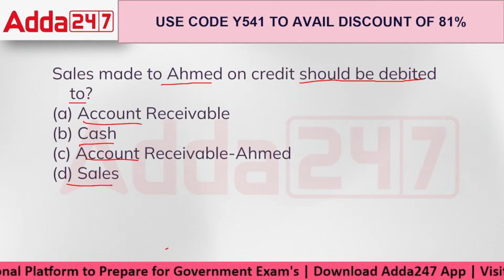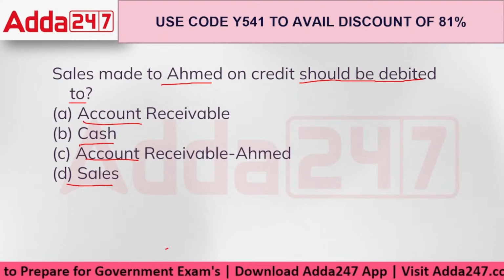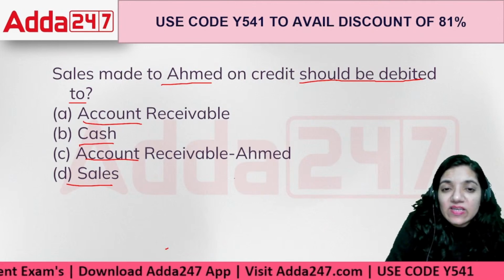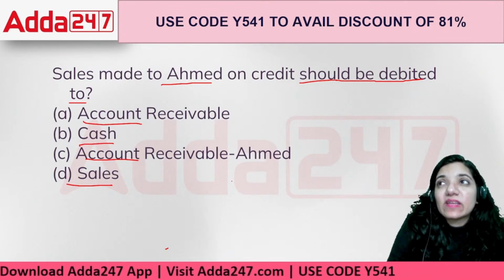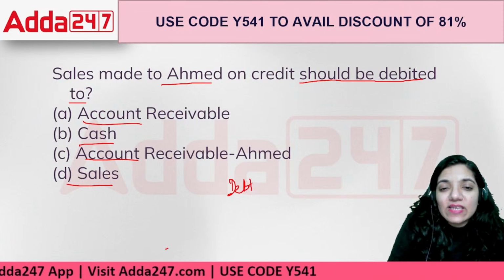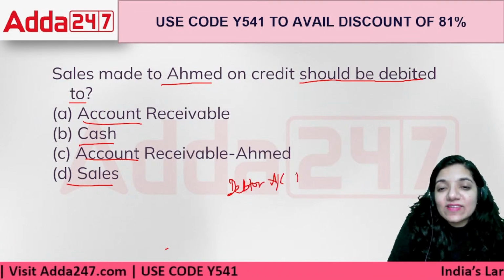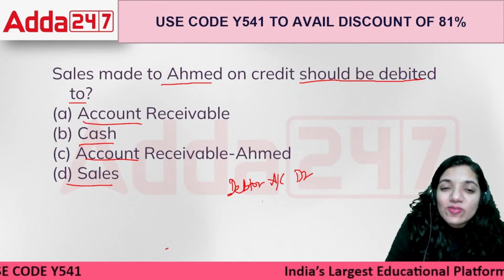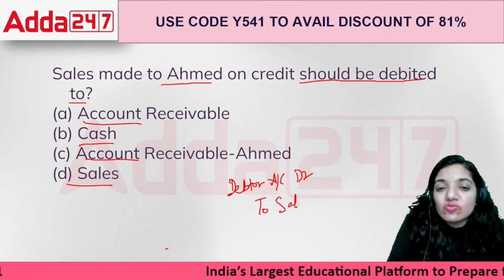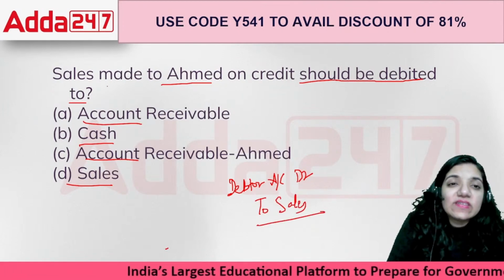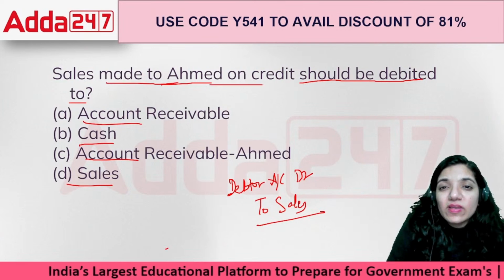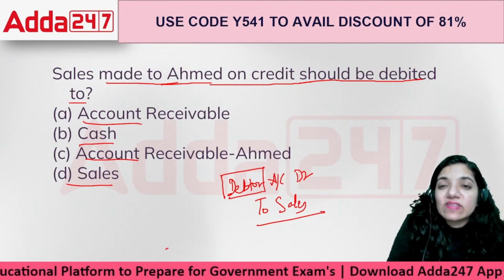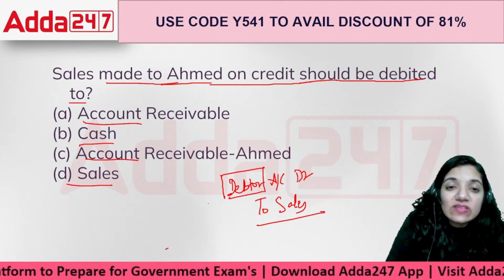Okay. So the next point is the sales made to Ahmed. If we make sales to someone on credit, the person to whom we make sales is called our debtor. So we'll note it down as debtor account debited, and we are losing goods now. We are selling it to them. So it would be debtor to sales. That means sales made to Ahmed on credit should be debited to. Now the point is the person to whom we make the sales is called our debtor. So the debtor here is Ahmed.